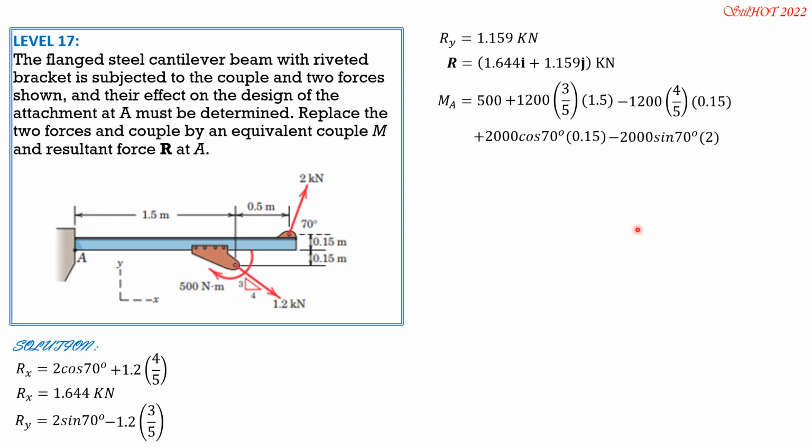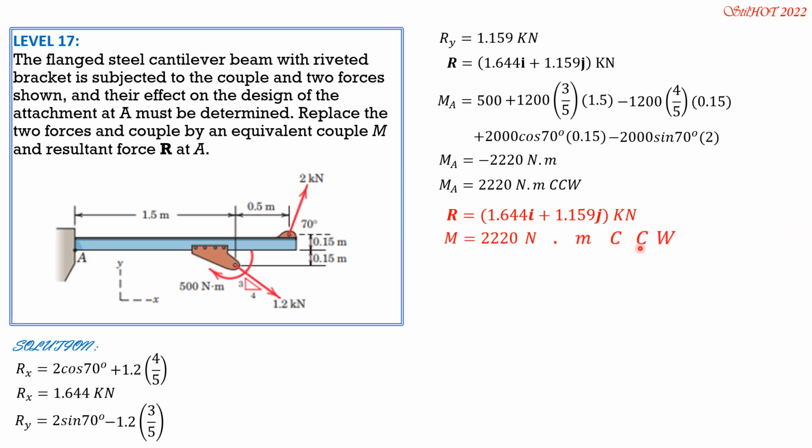So using your calculator there, compute all this. MA is negative 2220 Newton meter. Since our assumption clockwise positive, then we will change that to positive 2220 Newton meter counterclockwise. So we now finalize our answer. R is quantity 1.644i plus 1.159j kilonewtons. And MA moment is 2200 Newton meter counterclockwise. That's it.